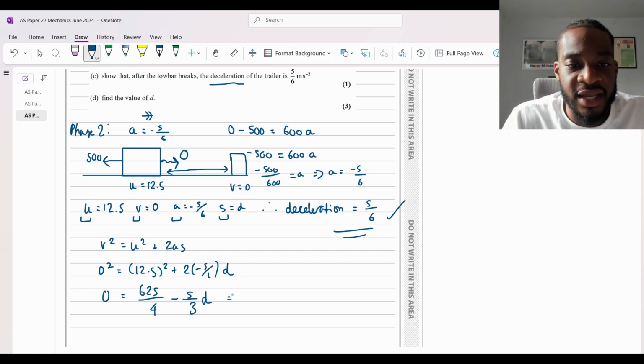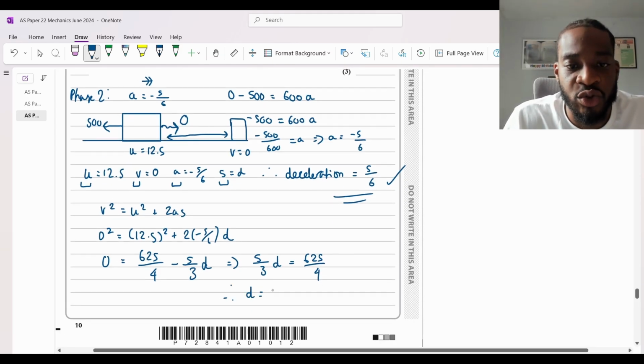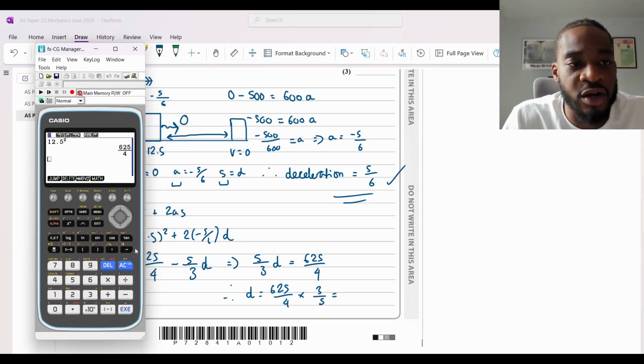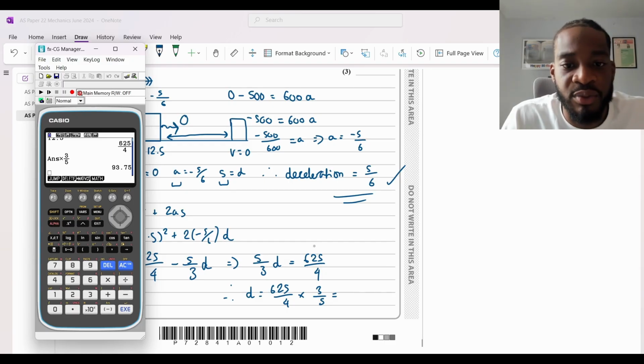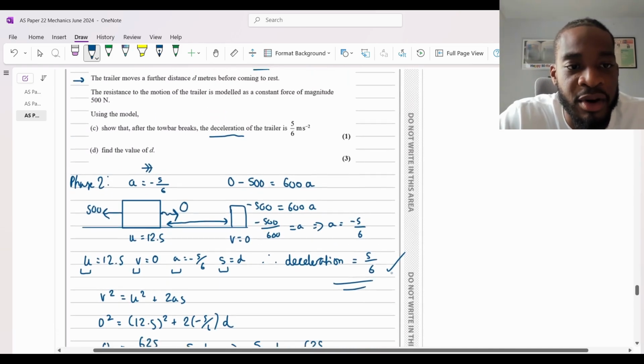I'll put D there. And then that means if I move that over, 5/3 D is going to equal 625 over 4. So therefore, D is equal to 625 over 4 times by 3 over 5, isn't it? And that is equal to, I'll just do answer. So shift and then answer times by 3 over 5. And that is equal to 93.75. So 93.75 meters. And that is it for part D.